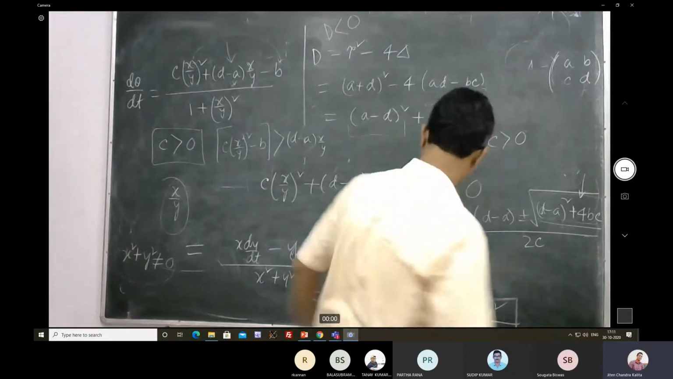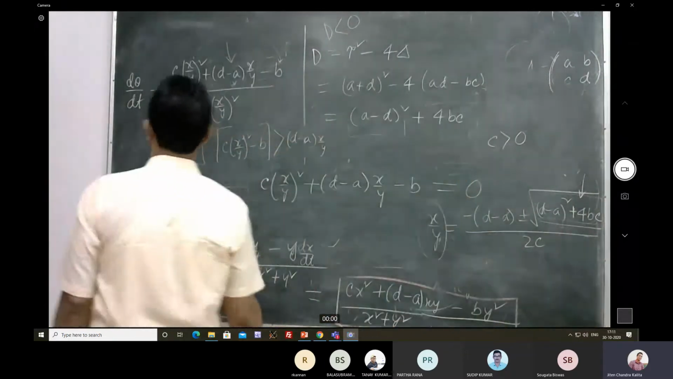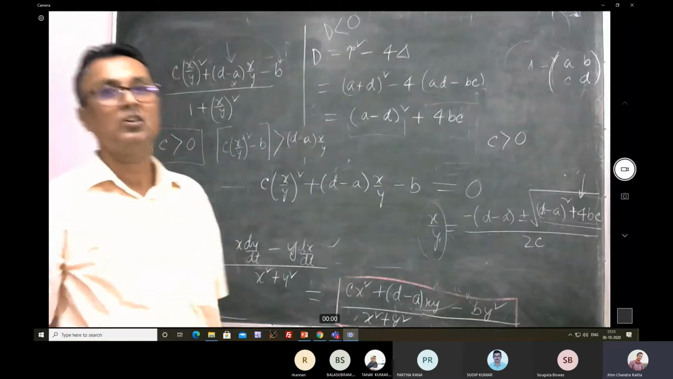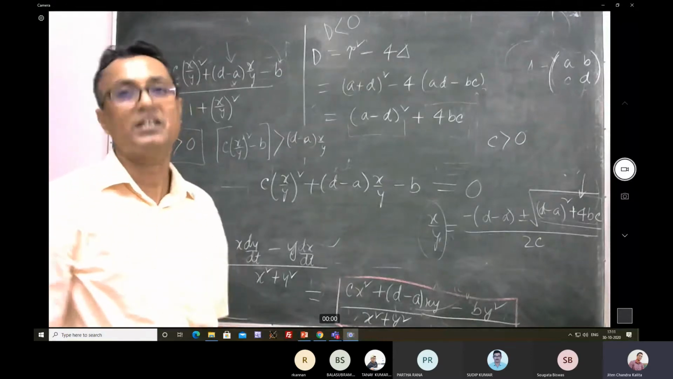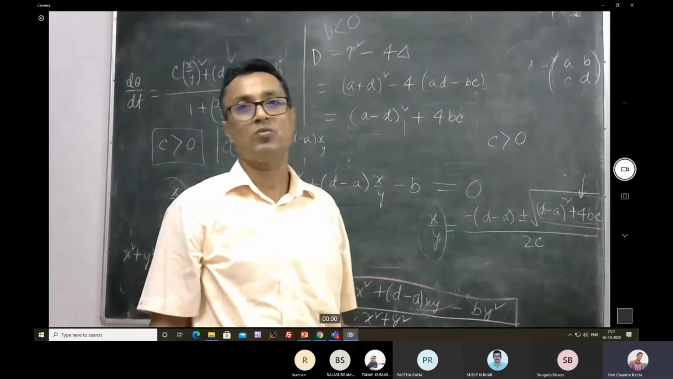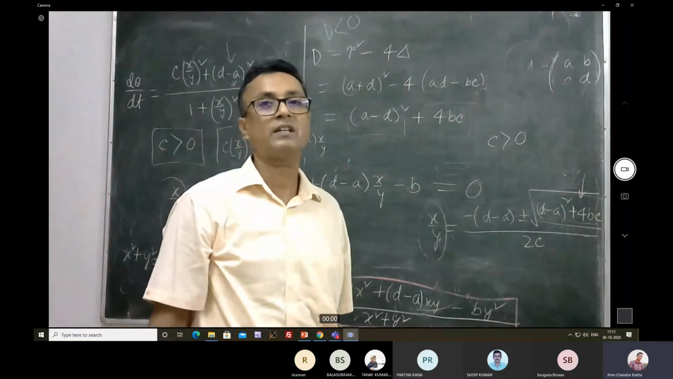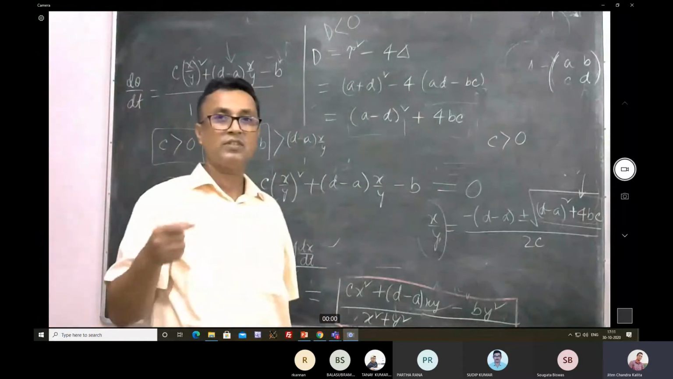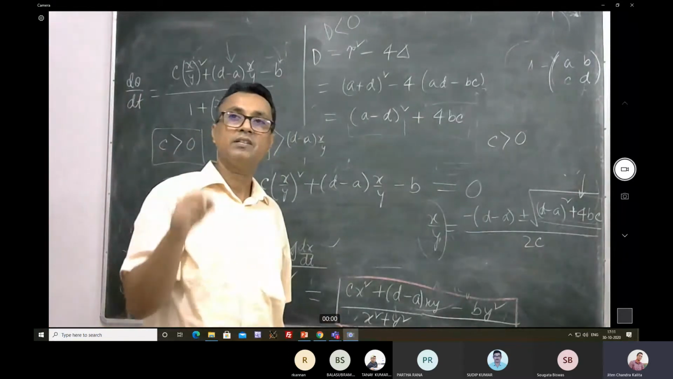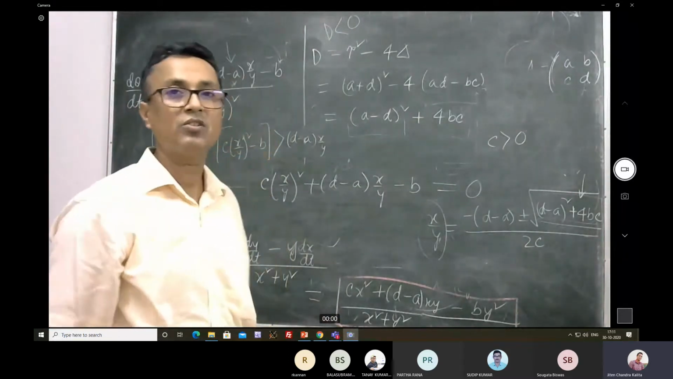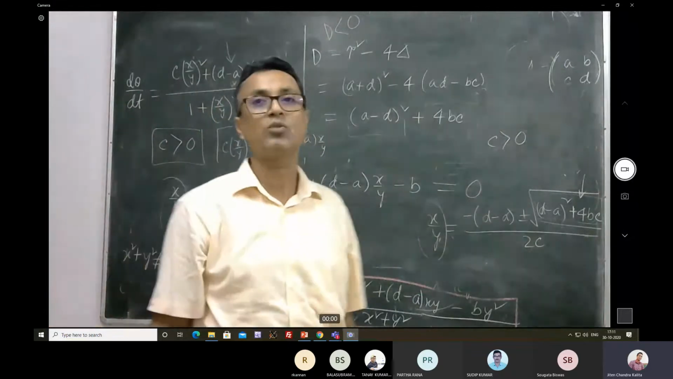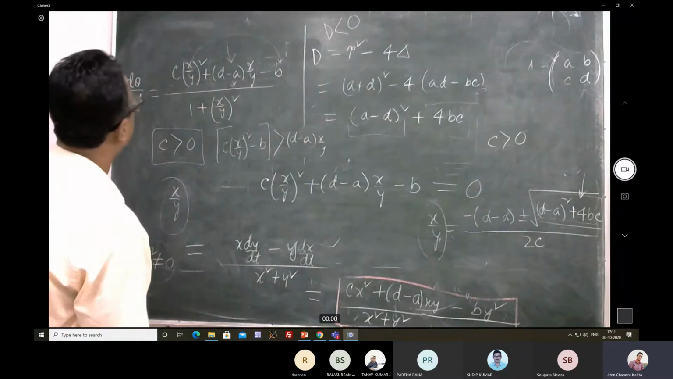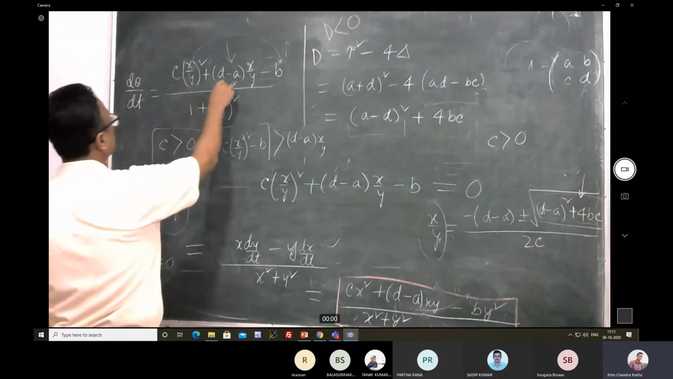What I did was to prove that d theta dt is either strictly greater than 0 or strictly less than 0. It cannot be 0, right? If it's strictly greater than 0, then theta is going to be increasing, and if it is strictly less than 0, theta is going to be decreasing. Yesterday, if you recall, I reached up to this.